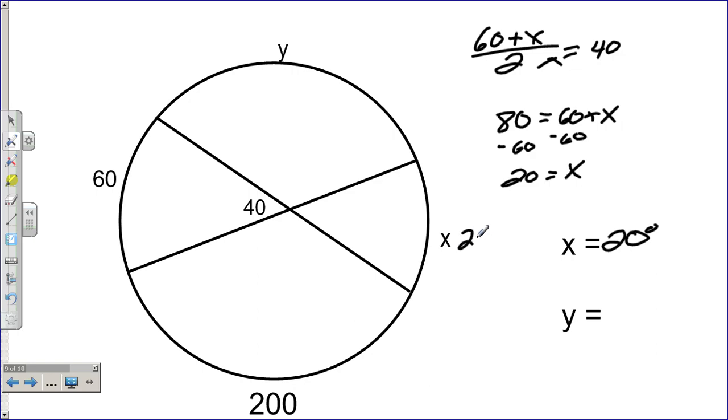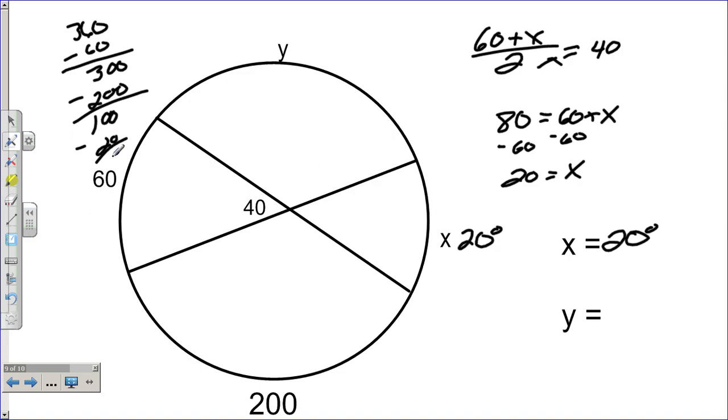So I can put that here. But now look, we also have to find y in this example. The whole circle's 360. So if I take 360 and I subtract 60, I get 300. I'll take this one off. Now I'm going to subtract this one. I subtract 200. I'm left with 100. I have 100 to go from here to here. Well, I'm going to subtract this off of it. Minus 20. I now have 80. So I have 80 left. So y is 80 degrees.